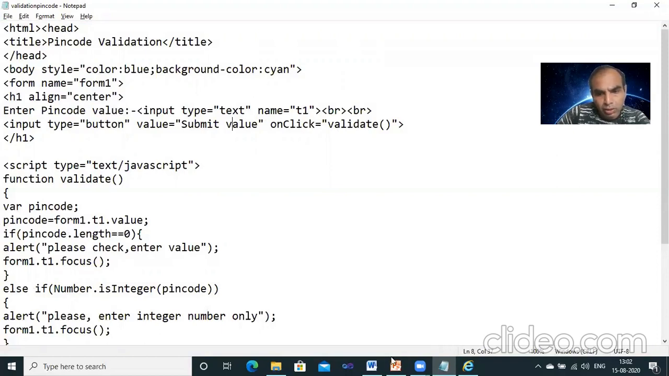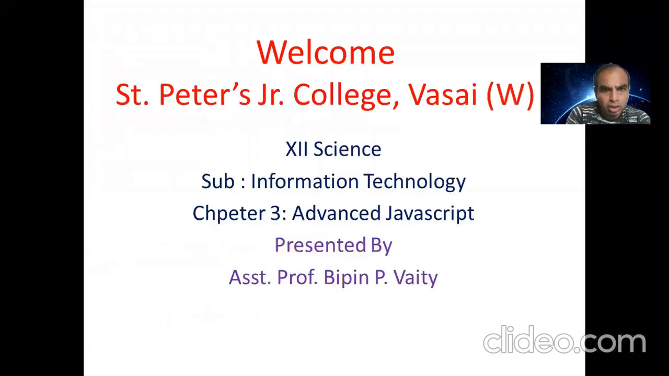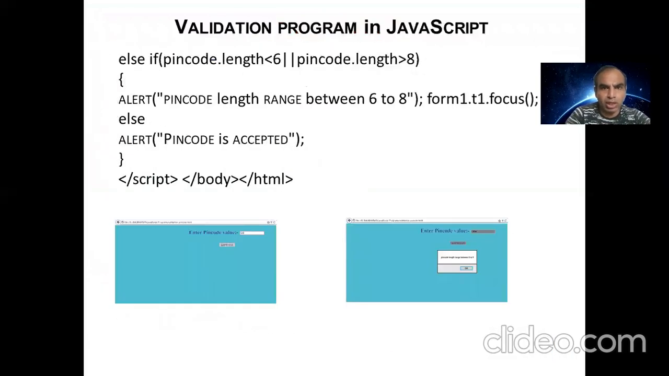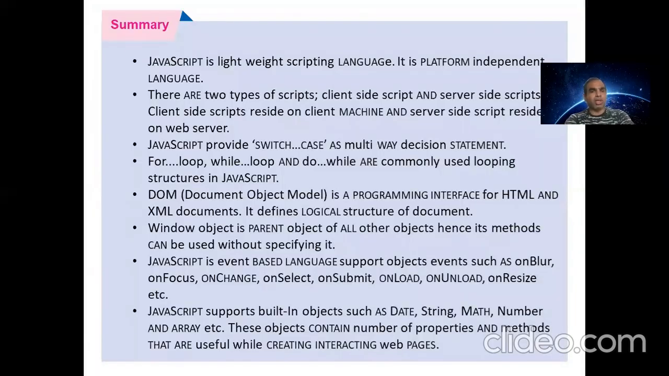Now the theory part is over. Last part: we have seen all the objects, then the validation part. See the summary of JavaScript. JavaScript is a lightweight scripting language. It is a platform independent language. There are two types of script, client side and server side. Client side always runs on the client machine, server side runs on the web server. JavaScript provides many different selection statements, decision statements: if statement, if else, switch case, multi-way decision statement. After that, for loop, while loop, do while are commonly used looping structures in JavaScript.